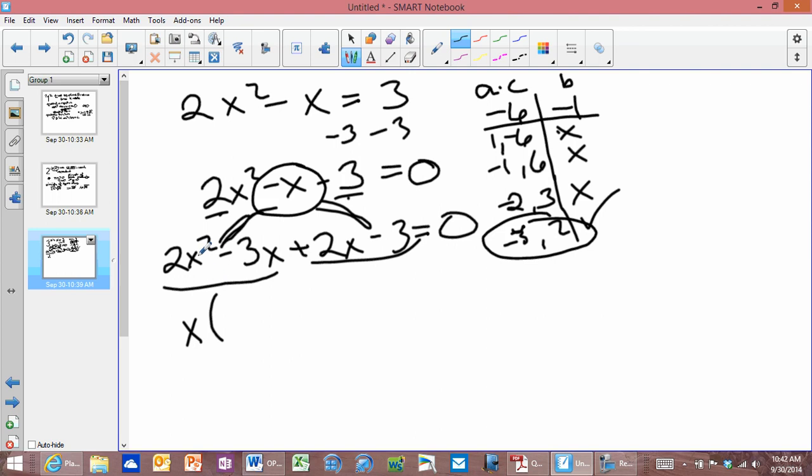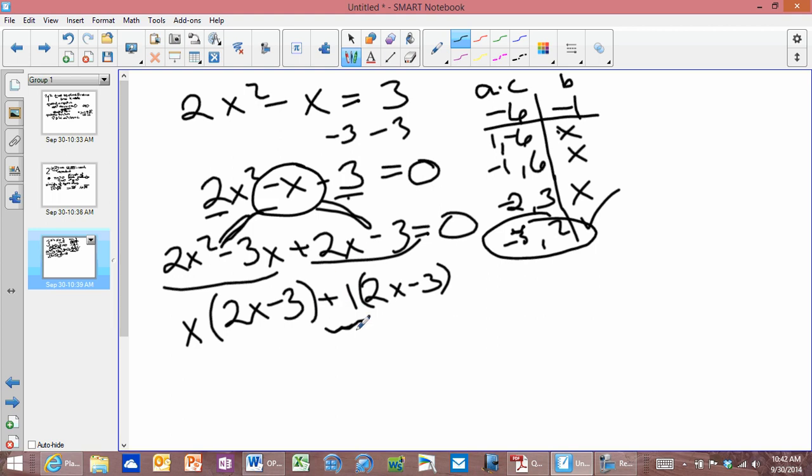What's 2x squared divided by x? All I do is lose a power of x. What's negative 3x divided by x? That's just negative 3. All right, what can I pull out of 2x and minus 3? I can't pull out anything, so I'm just going to rewrite it, but I'm going to leave a space here. If I can't pull out anything at all, I need to write plus 1 in here. That's going to be one of the most helpful things to realize, that's going to help us to factor things. We have to have this plus 1 in here.